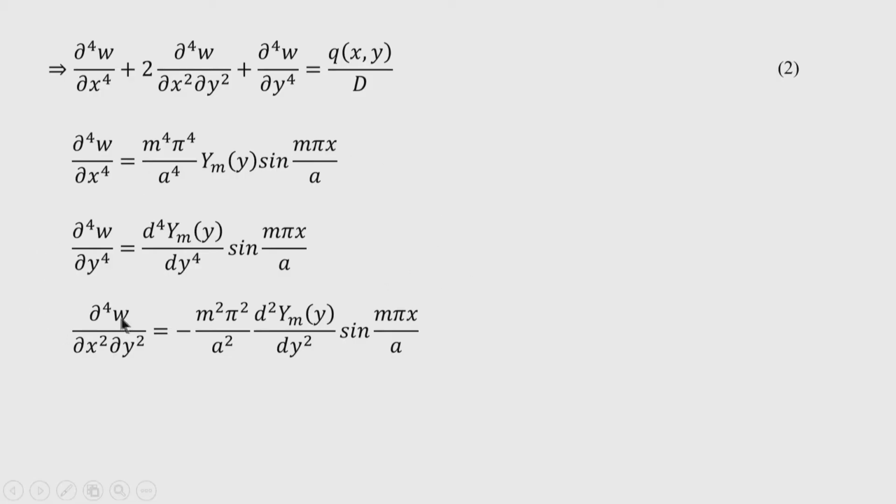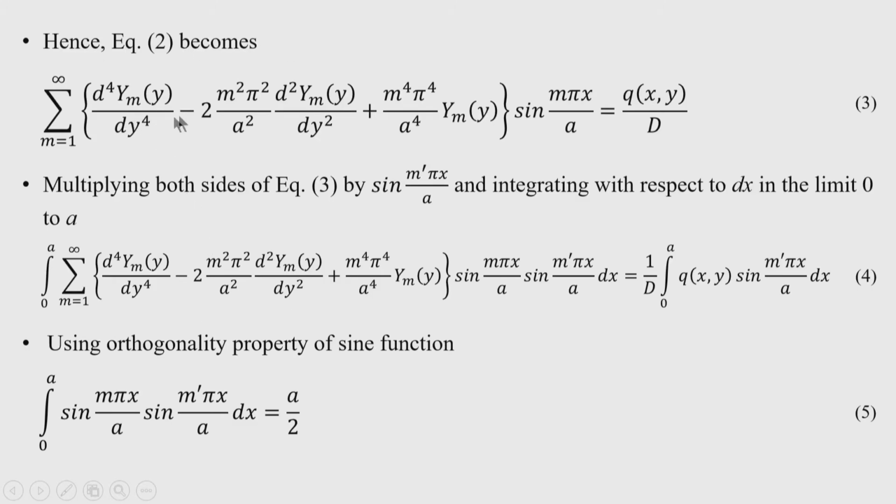So, after doing this operation, the minus sign will appear in this equation, and you will get m square pi square by a square times the second derivative of Y m with respect to y, d square Y m by dy square, and sin m pi x by a. So, the minus sign appears here, and then substituting this derivative in this equation completely, we get this term, and it is under the summation term, and sin m pi x is there, and q x y by D.